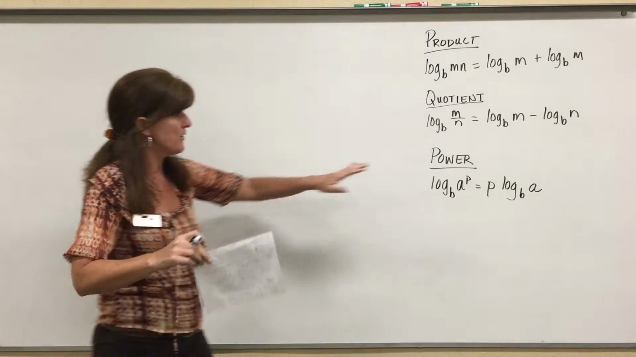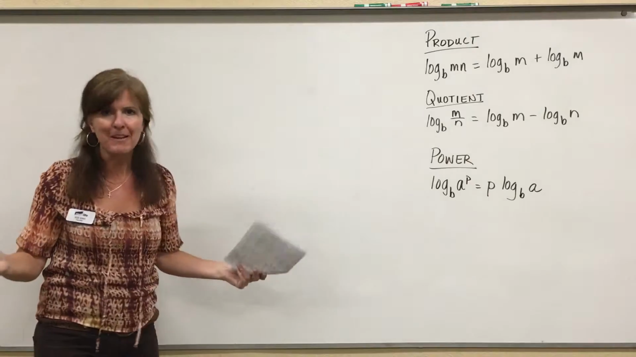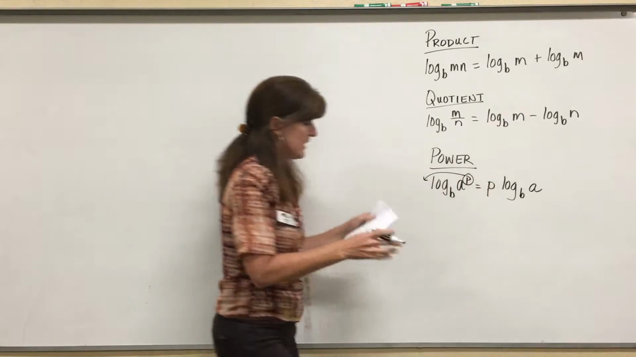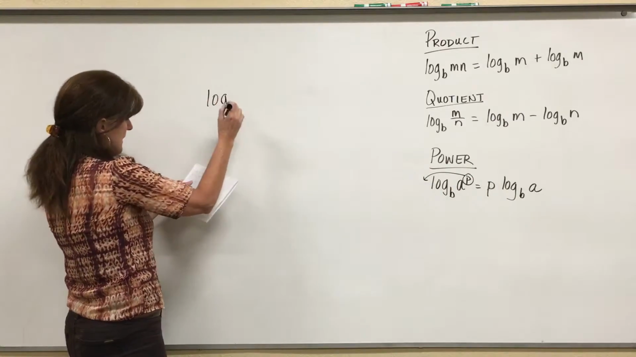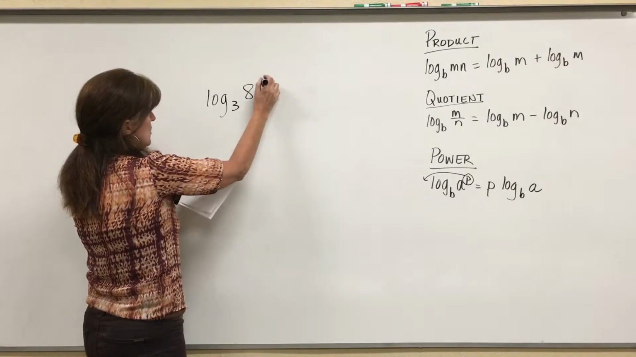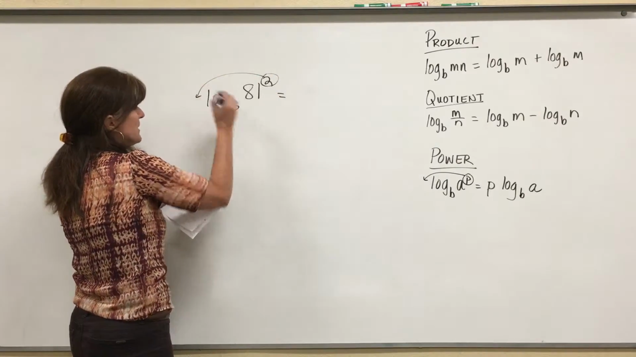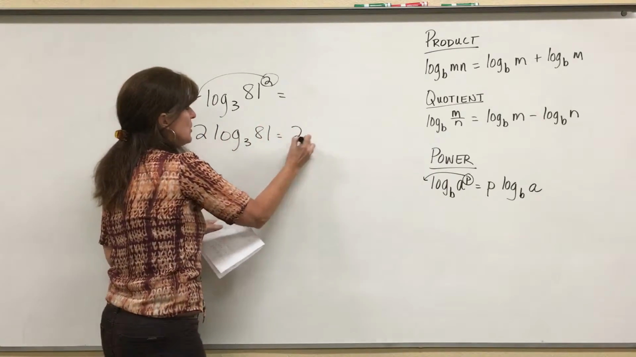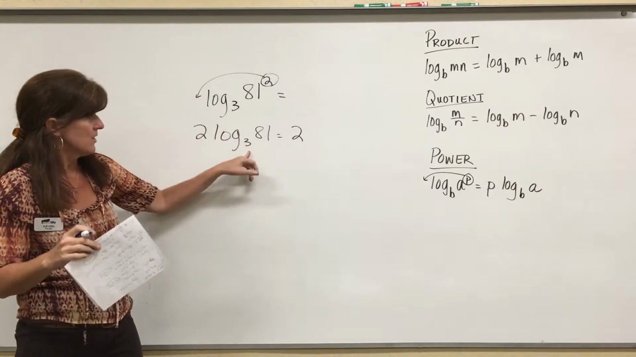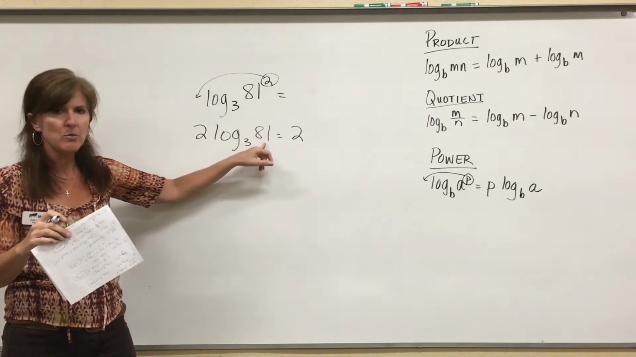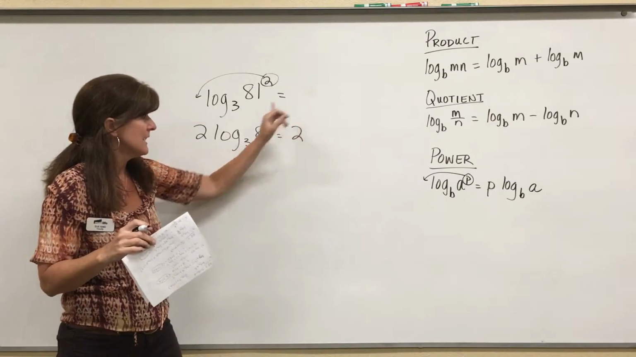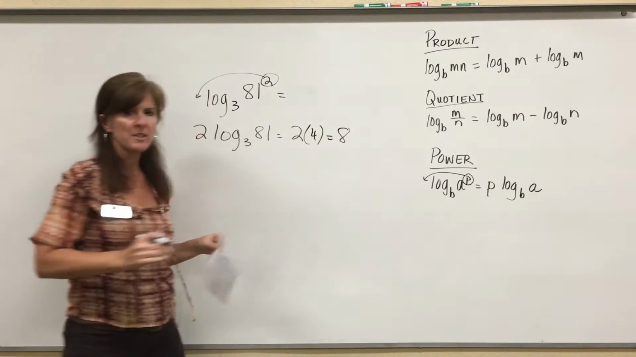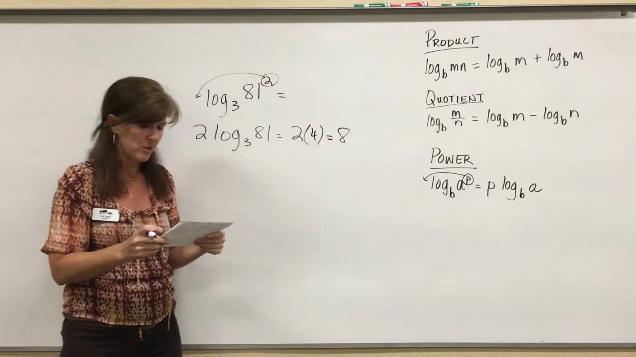And then we're going to go over the power property, and this is my favorite because it's so easy. Basically, all you're doing is taking this exponent and moving it to the front. So if I have log base 3 of 81 squared, I'm going to take this squared and move it to the front, and I have 2 log base 3 of 81, and that's going to be 2 times whatever this is. What is log base 3 of 81? It's basically 3 to the what equals 81, and the answer would be 4. So 2 times 4 is 8. Remember, 3 times 3 times 3 times 3 is 81.